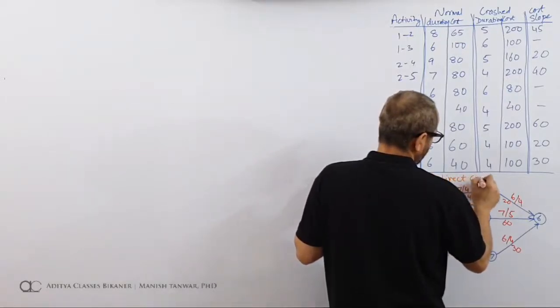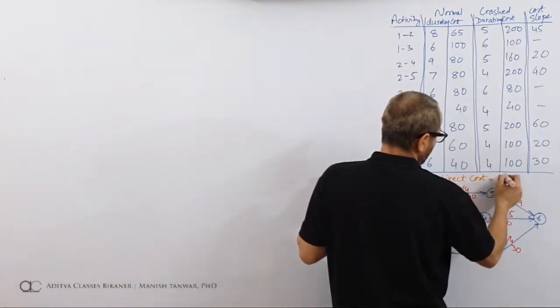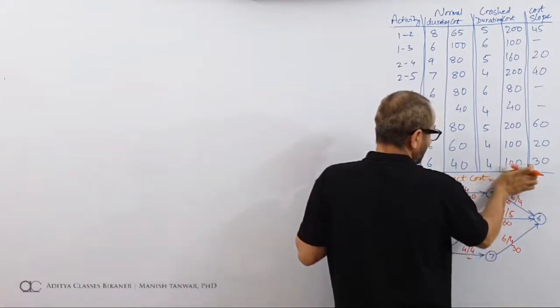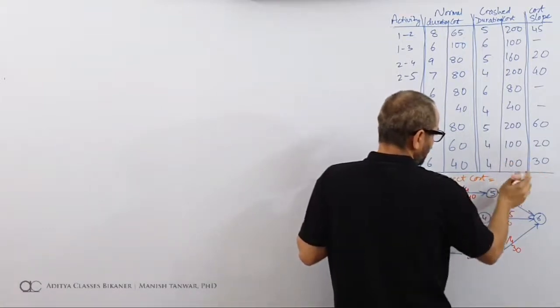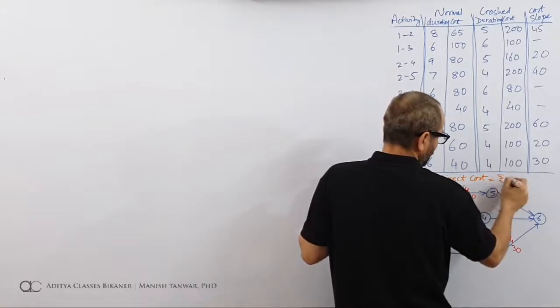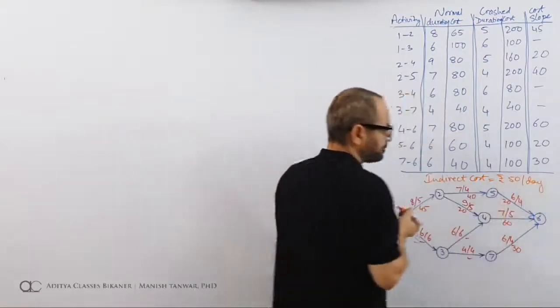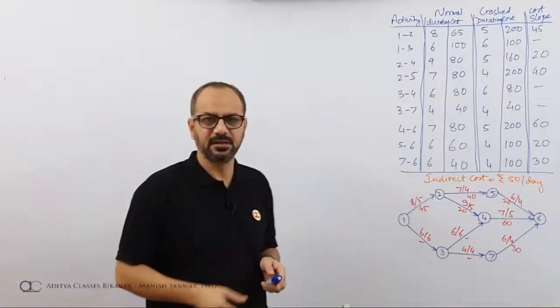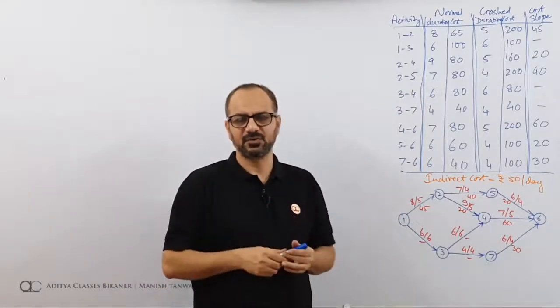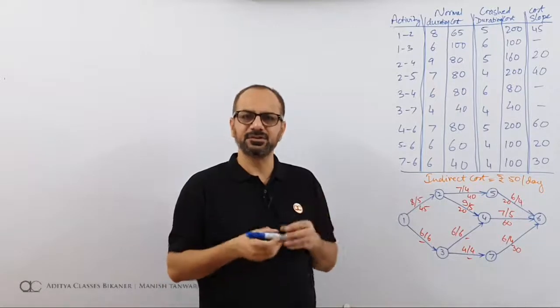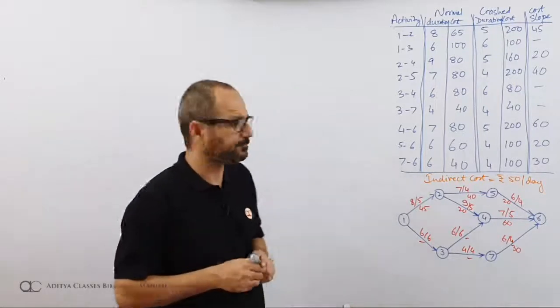indirect cost is equal to ₹50 per day. This is additional information. Now let us try to solve this for optimum duration or minimum cost.